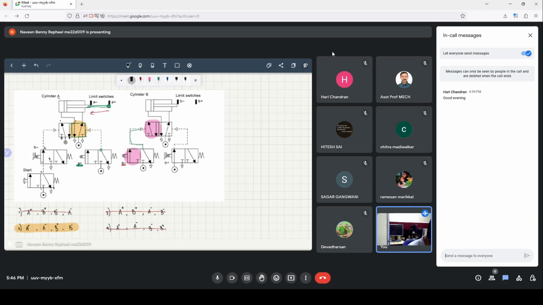Because cylinder B extends, this directional control valve is activated, and therefore it's very trivial to see eventually that cylinder B will also retract at the end of this. So therefore the correct answer is this. I hope that made sense.